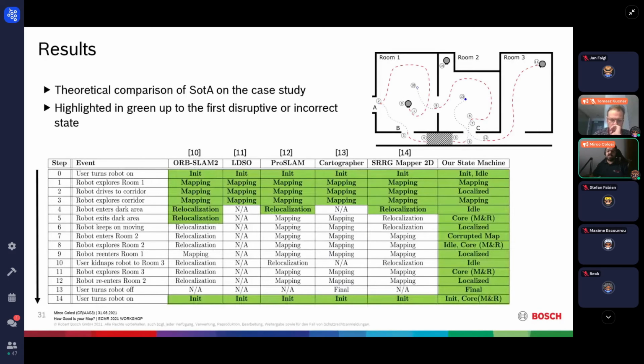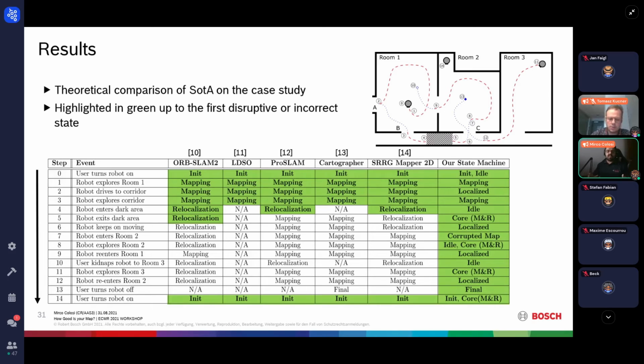So we hypothesized that by addressing the modal aspect of the SLAM system, we can enhance SLAM robustness. To validate this hypothesis, we conducted 2 experiments in which we evaluated the proposed state machine against the SLAM systems of the state of the art, comparing both behavior and resulting map.